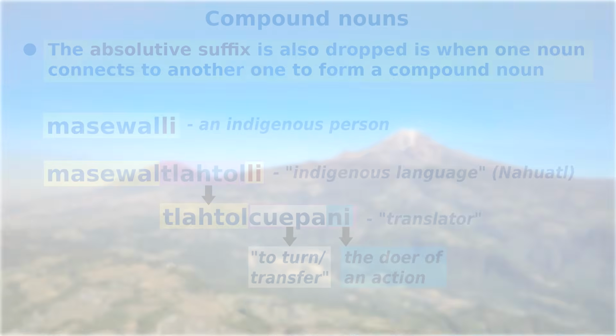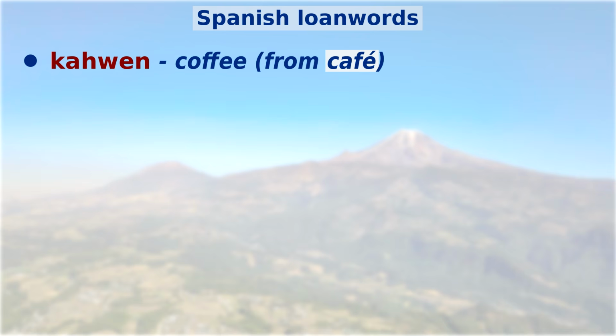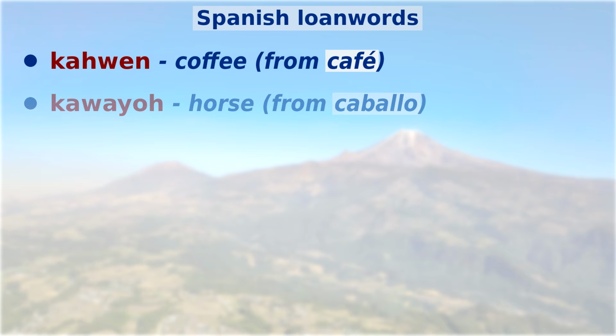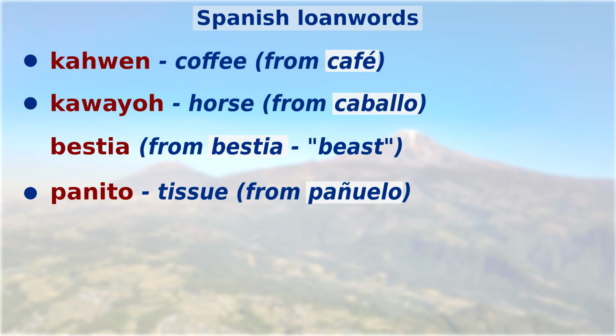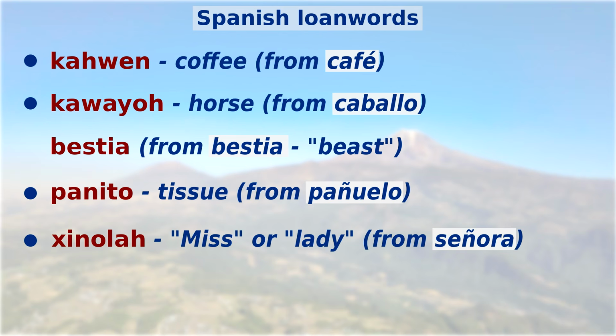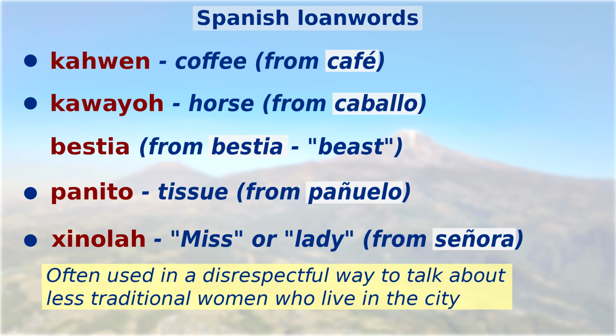Because of extensive contact between Nahuatl and Spanish for several centuries, it's not surprising that there are lots of Spanish loanwords in Nahuatl. Here are a few basic examples. Café, meaning coffee. Caballo, meaning horse. Another word for horse is Bestia, which means beast in Spanish. Panito, meaning tissue, from Spanish pañuelo. Chinola. This comes from señora and means miss or lady, but is often used in a disrespectful way to talk about less traditional women who live in the city.